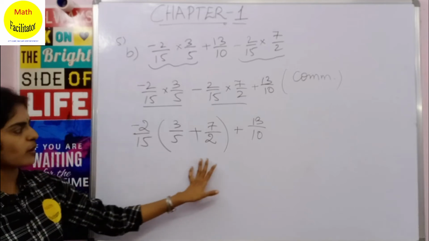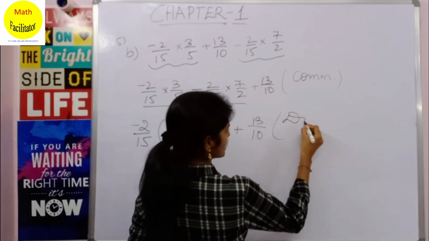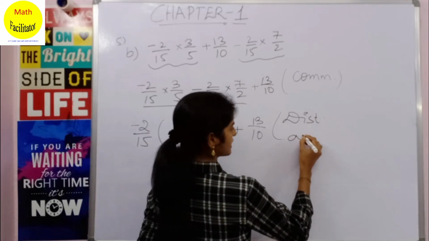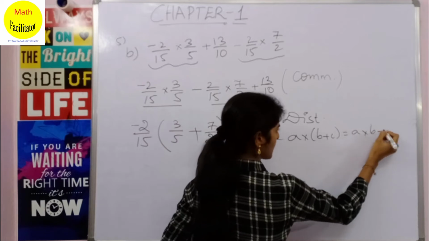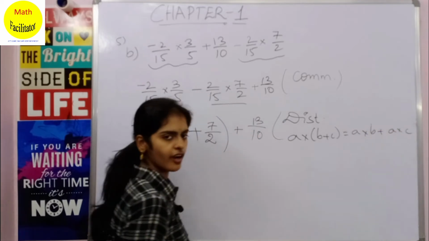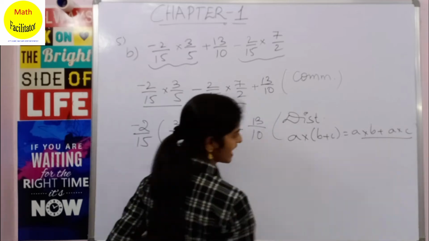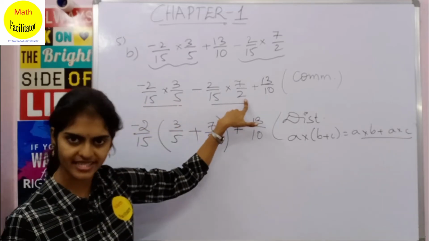Now which property is this? This is nothing but the distributive property. We have used the distributive property. Now what is the distributive property? A into B plus C is equal to A into B plus A into C. Here we have this in the form of the RHS, so it is like A into B plus A into C.